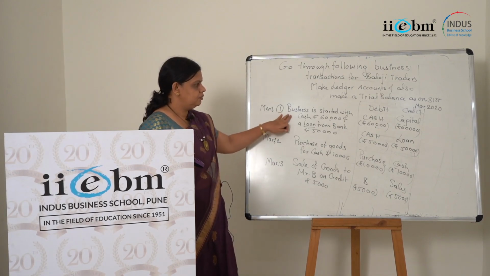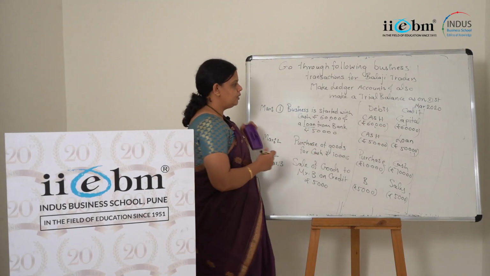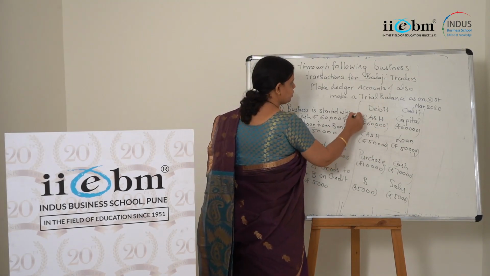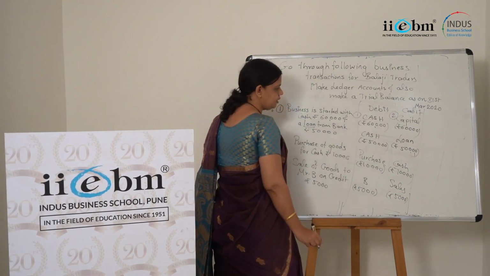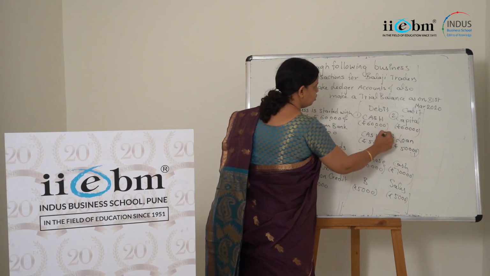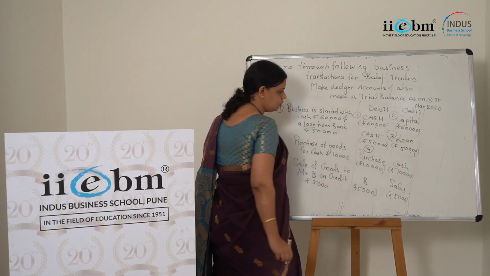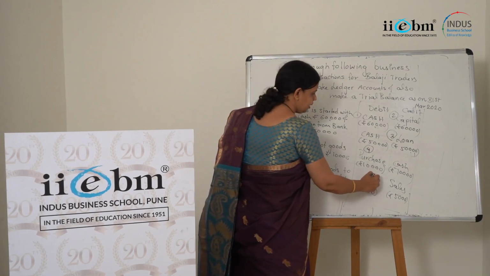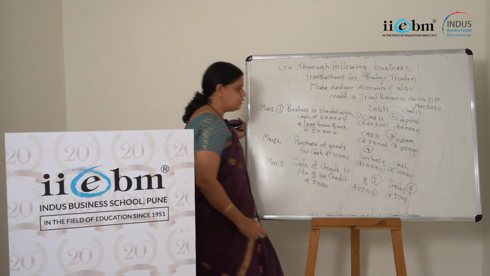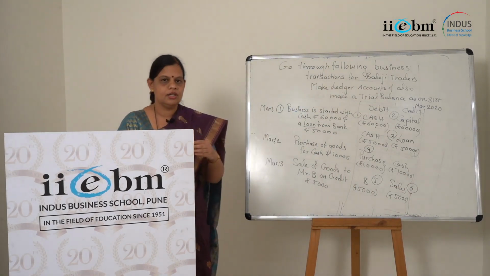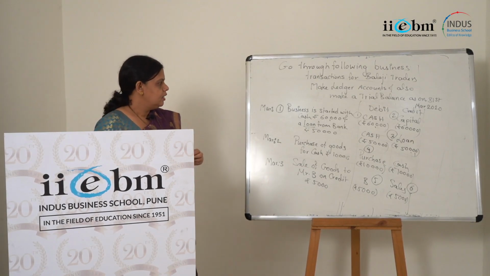So I hope there is no confusion regarding the debit credit part. So tell me how many ledger accounts you will make. For cash you will make 1 ledger account, for capital you will make a 2nd ledger account, for loan you will make 1 more ledger account, right? For purchase you will make 1 more ledger account, for B you will make 1 ledger account, and for sales you will make 1 ledger account. So how many ledger accounts you will make in total? 6 different ledger accounts you will make in total, right?